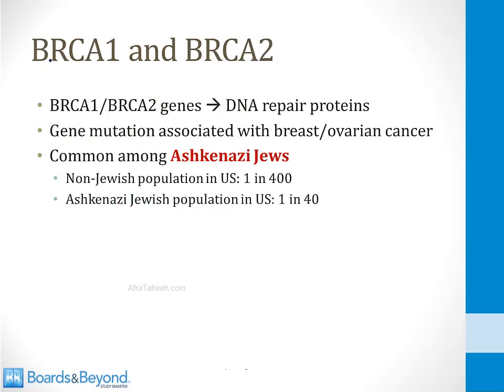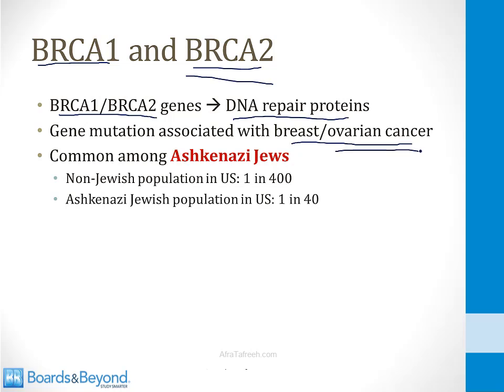Women who carry a mutation of the BRCA1 or BRCA2 gene are also at increased risk for ovarian epithelial cell tumors. The BRCA1 and BRCA2 genes code for DNA repair proteins, and when they are mutated, they are associated with higher rates of breast and ovarian cancer. Now, most people remember that these genes are associated with breast cancer because the BRCA in the name stands for breast cancer. But what you also have to remember is that mutations of BRCA1 and BRCA2 are also associated with ovarian cancer. And these genes are especially common among Ashkenazi Jews. In a non-Jewish population in the US, mutations occur in 1 in 400 people. In an Ashkenazi Jewish population, mutations occur in 1 in 40 people.